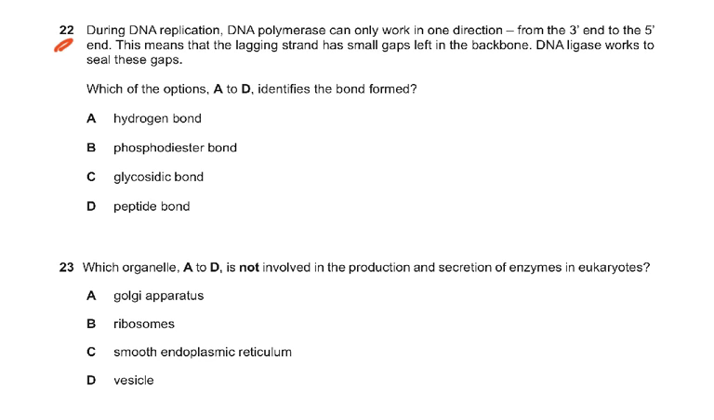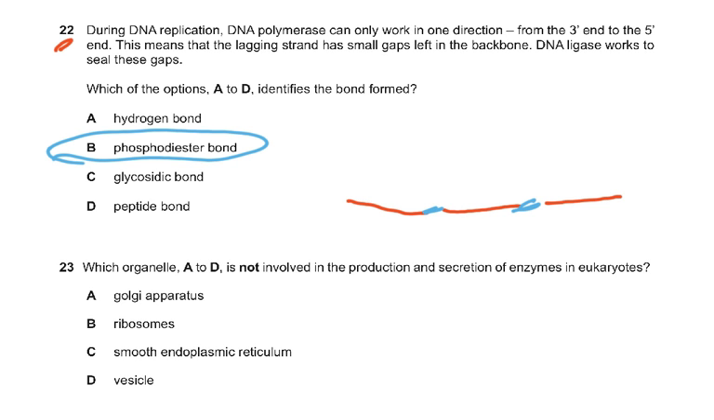Question 22. During DNA replication, DNA polymerase can only work in one direction, from 3' to 5'. This means that the lagging strand has small gaps left in the backbone. DNA ligase works to seal these gaps. Which of the options A to D identifies the bond formed? You see, the gaps are in the DNA. There is this gap in the lagging strand, and those little pieces are called Okazaki fragments. So what is going to join them? What is going to join them is the phosphodiester bond.